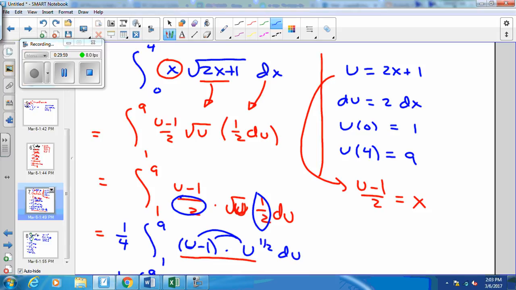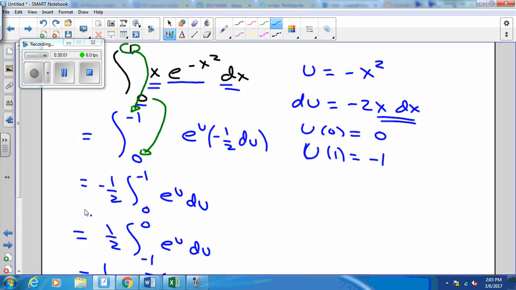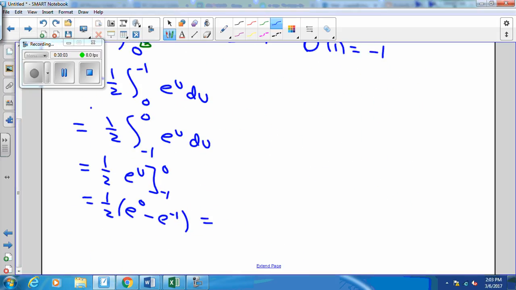What's another way to spell e to the 0? Yep, and what's another way to spell e to the negative 1?